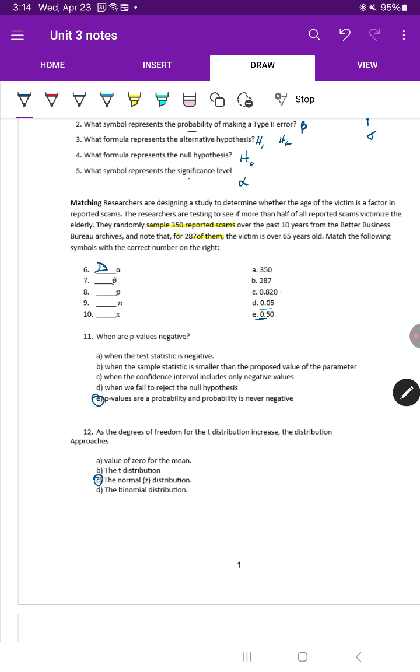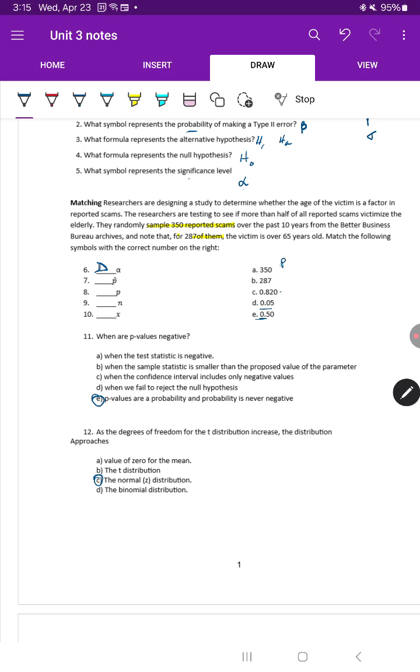If we look in here, we'll realize that this is a proportion. The reason I know it's a proportion is, one, I don't have a mean, so that's a tip-off. The other is they're asking a yes or no question: have you been a victim of a scam? They're getting people that are victims of a scam, and the question is, are you 65 or older? So it's a yes or no question, which makes it binomial.